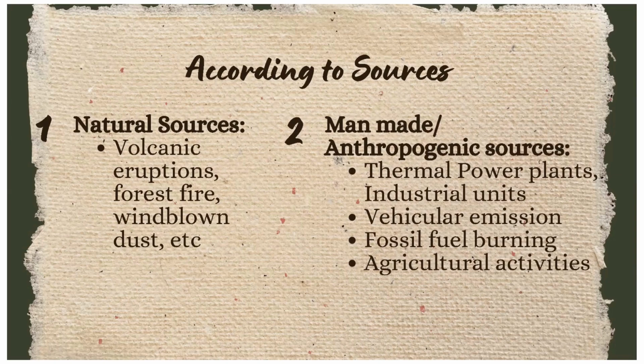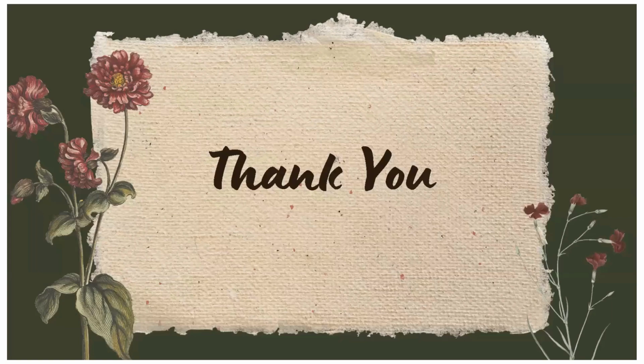नेचुरल सोर्सेज कौन से होते हैं एयर पोल्यूशन के? वोल्केनिक इरप्शन हो गया, फॉरेस्ट फायर हो गया, विंड ब्लोन डस्ट हो गया, एक्सेट्रा. मैन मेड या एंथ्रोपोजेनिक सोर्सेज की अगर हम बात करें तो it can be thermal power plants, इंडस्ट्रियल यूनिट्स हो सकते हैं, व्हीकलर एमिशन हो गया, फॉसिल फ्यूल बर्निंग हो गया, एग्रीकल्चरल एक्टिविटीज हो गया. ठीक है?